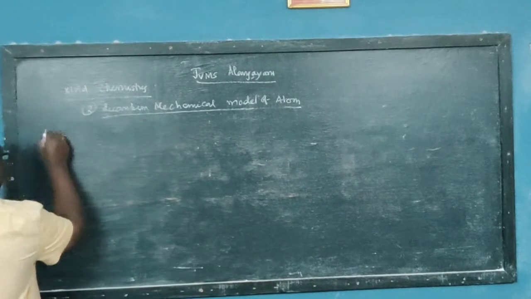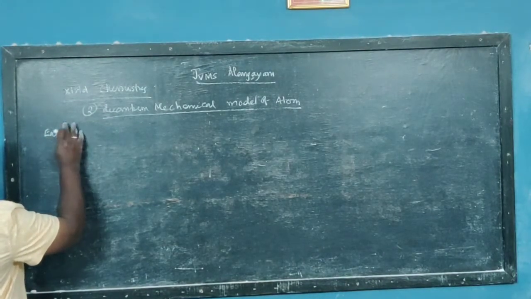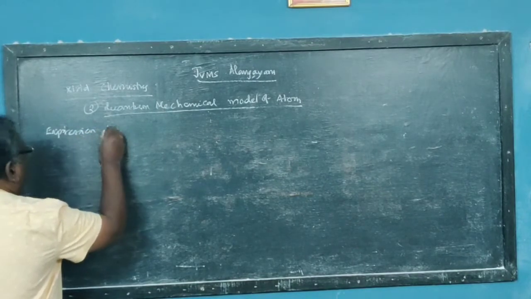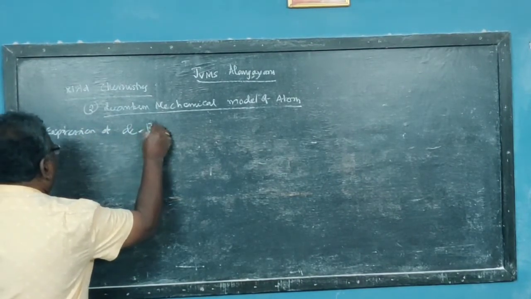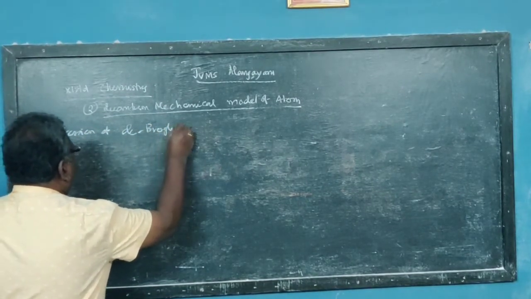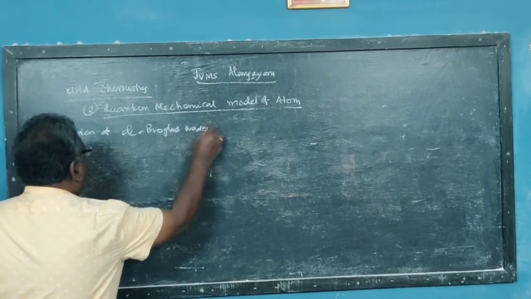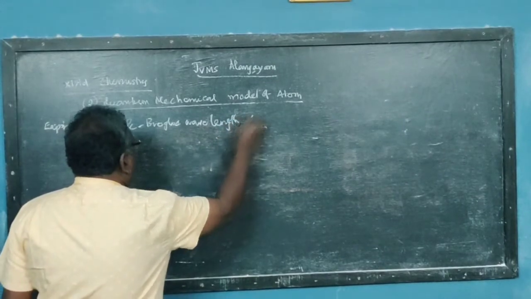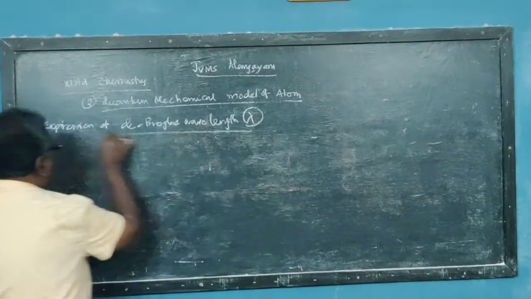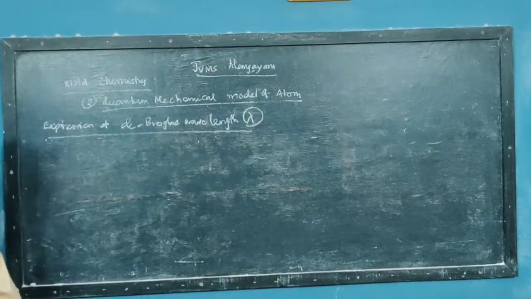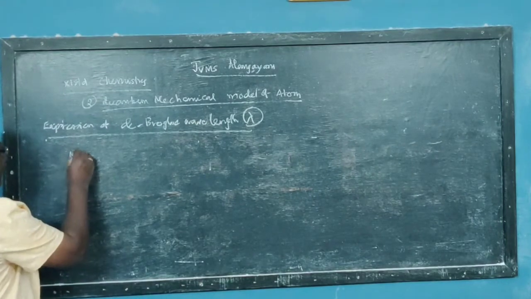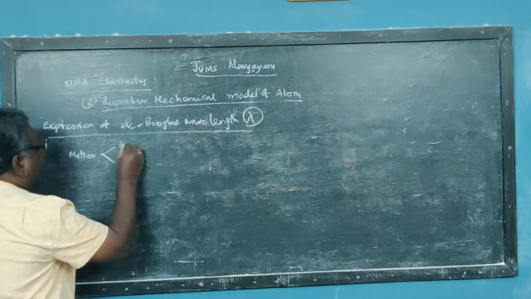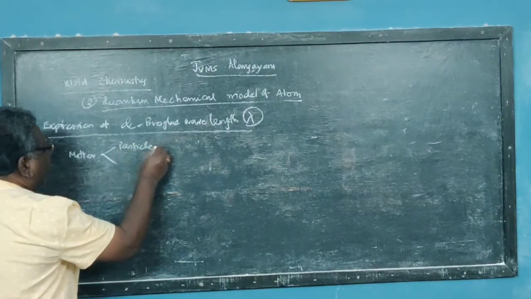Right? Expression form. De Broglie waves. De Broglie wavelength. So wavelength is lambda. Right? So all matter can exist in particle form and wave form.